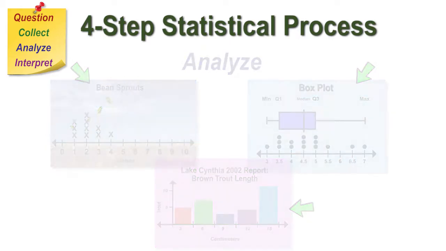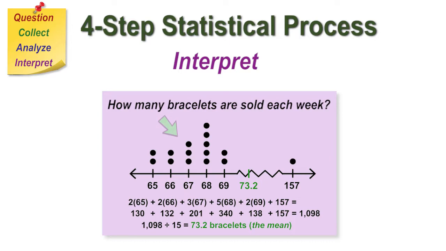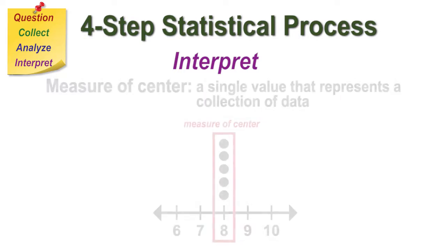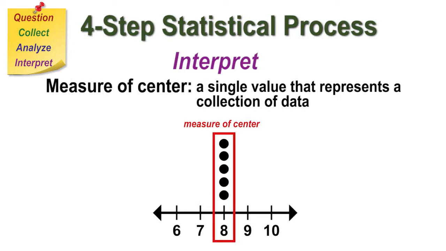The final step is to interpret. This step uses the graphical summary of data to interpret findings in context of the initial question. This step is the major focus of this chapter and provides a rich opportunity for class discussion. Students will learn about finding the measure of center.